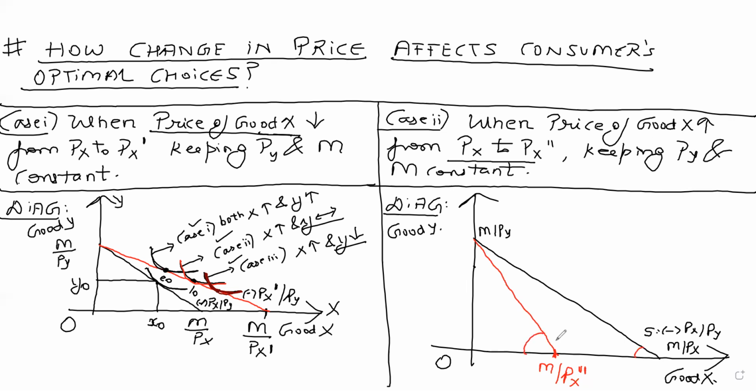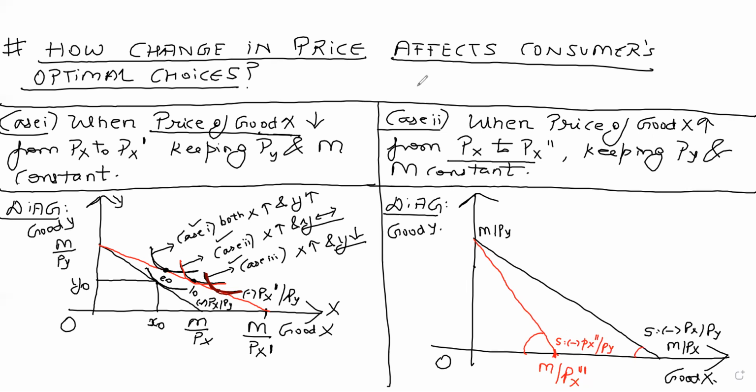The slope of this budget line will be minus PX double dash by PY. The slope of the new budget line is minus PX double dash by PY. You can see it's becoming steeper than before.